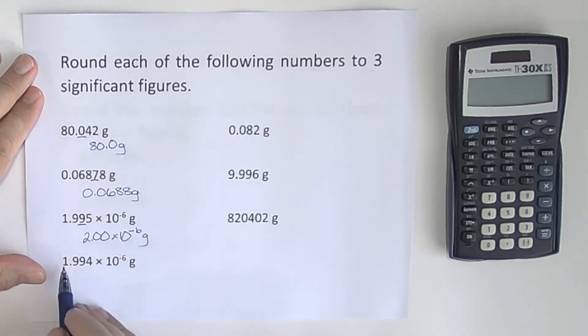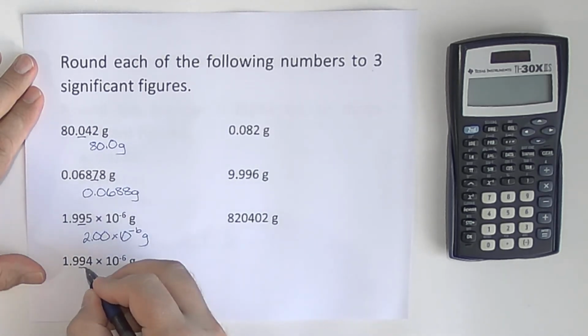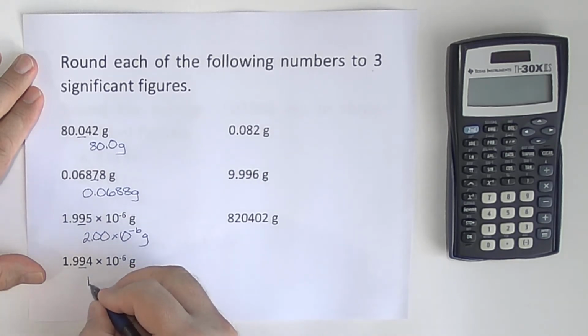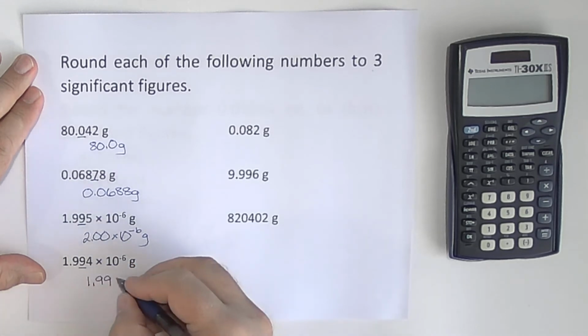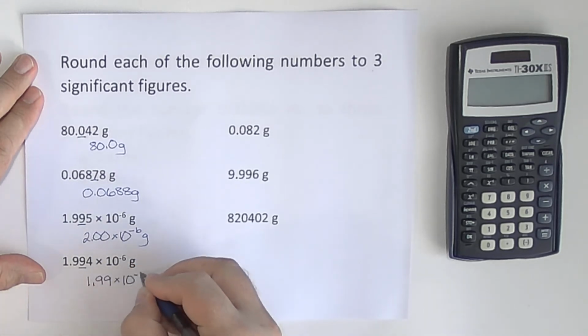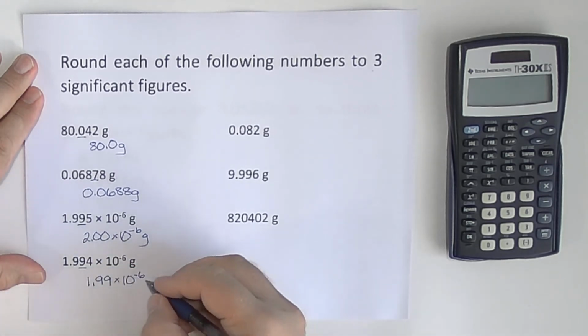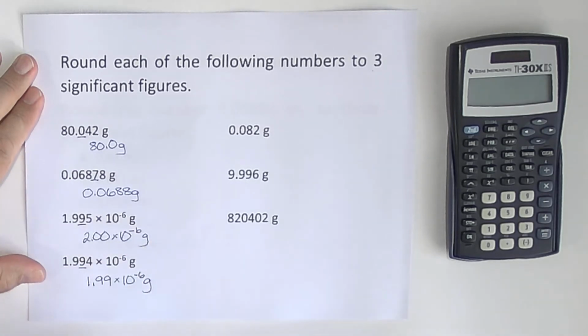Okay. 1, 2, 3. In this case, it's 4 or less, and it would stay 1.99. We just get rid of that 4 times 10 to the negative 6. Don't forget to stick the units back on.